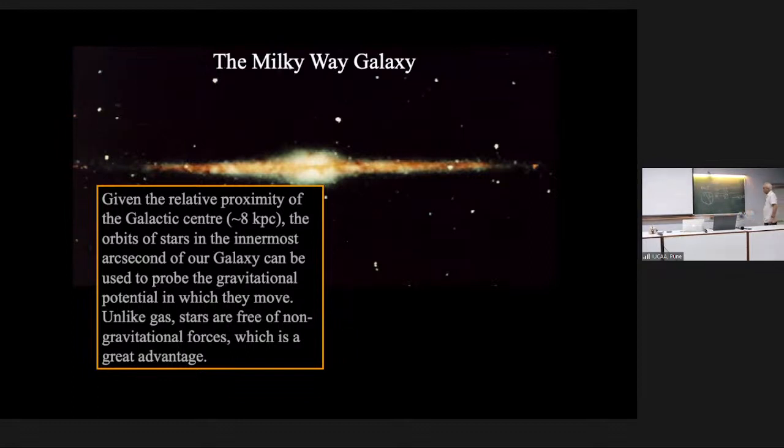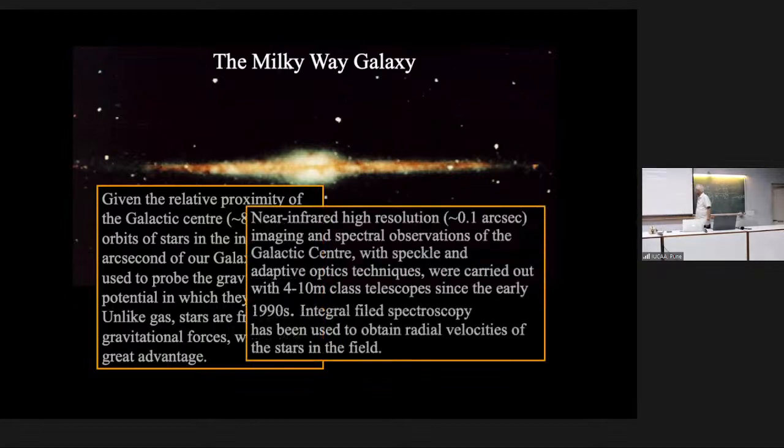How do you get over it? First of all, use big telescopes. Whenever you want to see faint objects, you use big telescopes. Secondly, use near infrared cameras, because as the wavelength increases, the absorption due to the dust decreases.